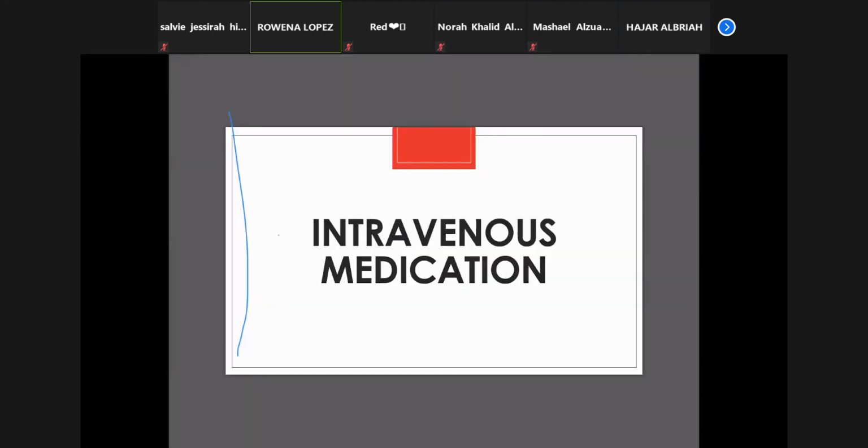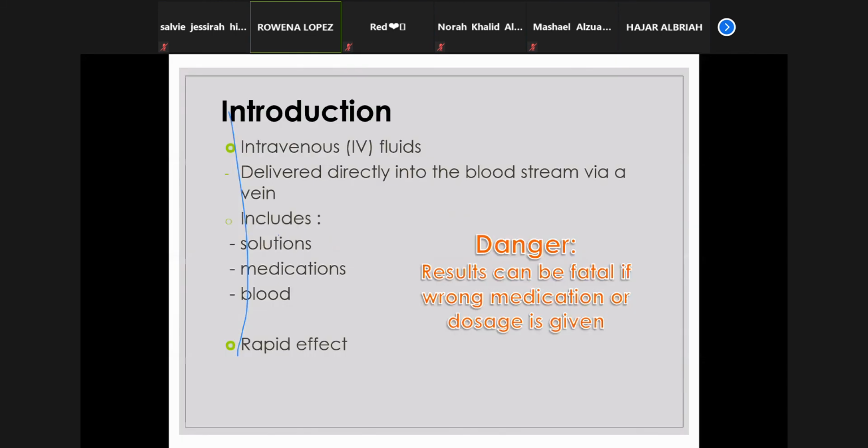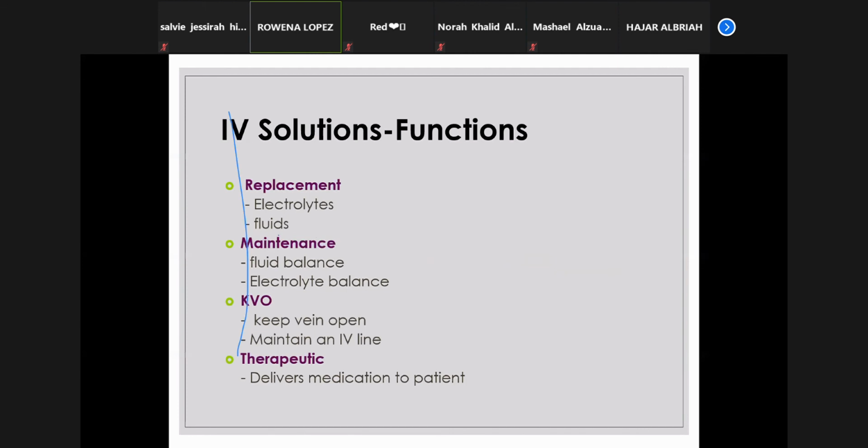So regarding the intravenous medication, we have IV fluids delivered directly into the bloodstream via a vein. It includes solutions, medications, and blood, okay? And it has rapid effect. The result can be fatal if the wrong medication or dosage is given. So what are the IV solution functions?